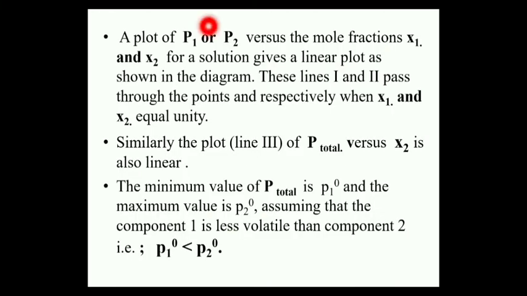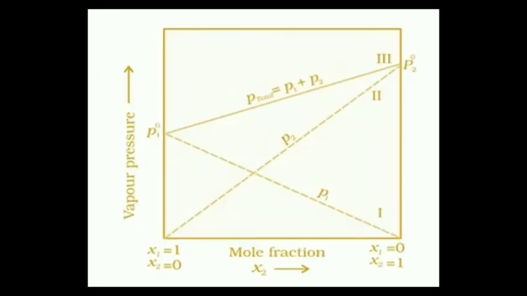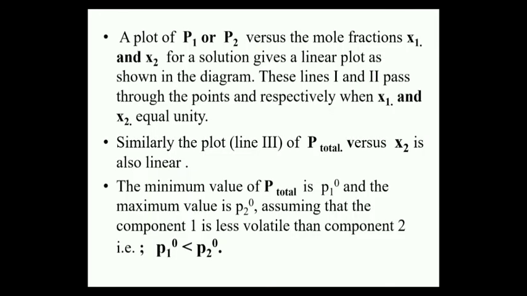So with the help of this plot, this plot is of P1 or P2 versus X1 and X2. We know that we can plot P1 proportional to X1, or we can plot P2 proportional to X2. We know that P1 is directly proportional to X1, so we will get a linear plot. Similarly, for P2 directly proportional to X2 we also get a linear plot. So this plot can be made of P1 or P2 versus the mole fraction X1 and X2 for a solution, and it would give us a linear plot.